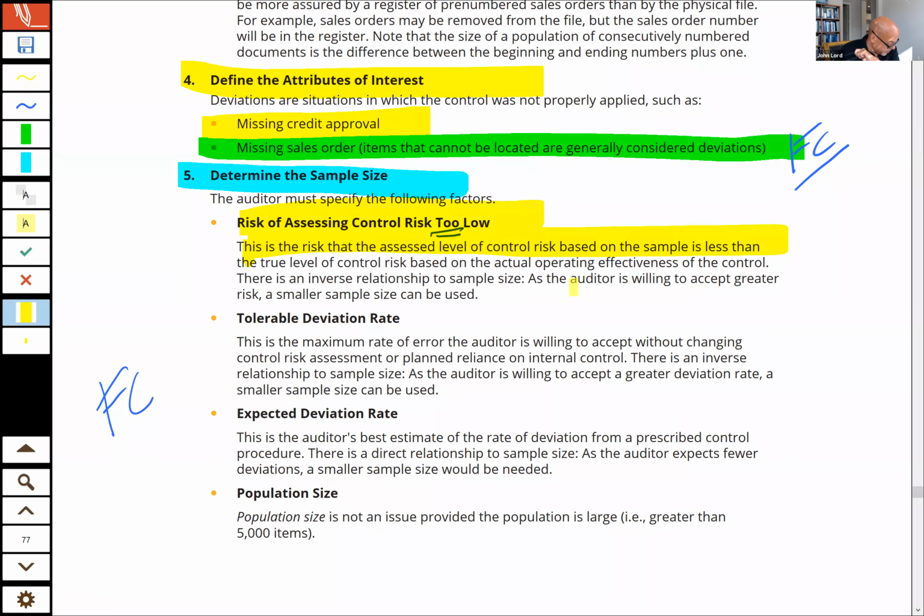Okay, I don't want to highlight that part because we've already talked about the risk of assessing control risk too low, but right here, there is an inverse relationship to sample size. As the auditor is willing to accept greater risk, a smaller sample can be used. Okay, and I want you to flashcard how sample size is affected by these different factors. And we say here that it is an inverse relationship.